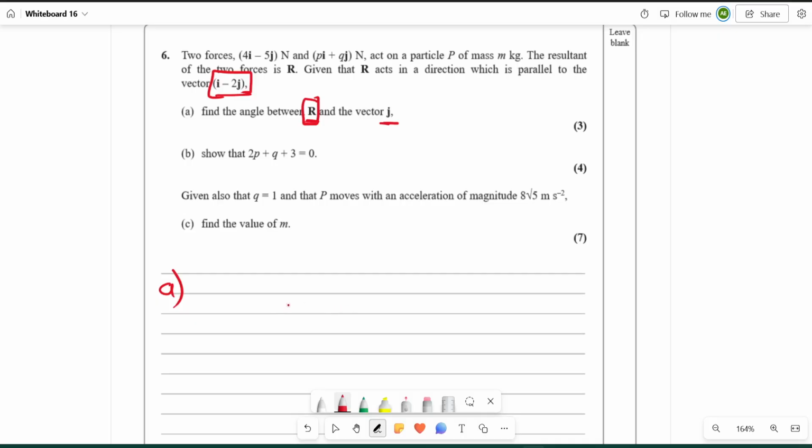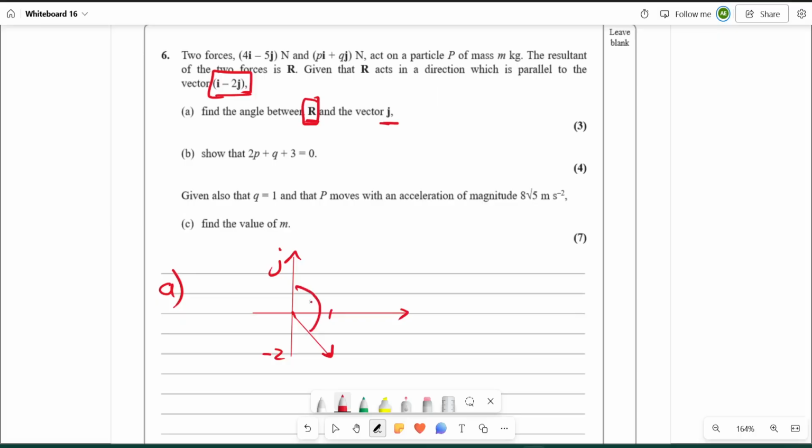So let me draw it first. Let me draw something like this. This vector, the direction vector, is basically i minus 2j. So it's something like this, and I want the angle between it and the vector j. So where is the positive vector j? It's this vector, so I need all of this angle. I know that this part is 90 degrees, so what I need is just this small theta, and add it to 90 to get the angle.